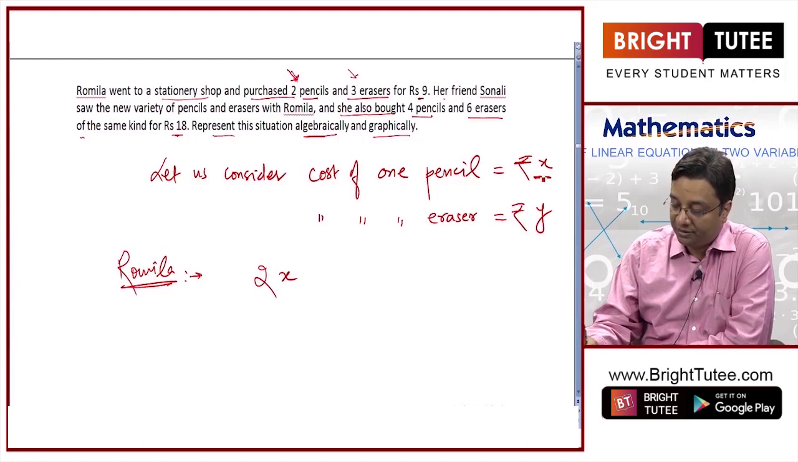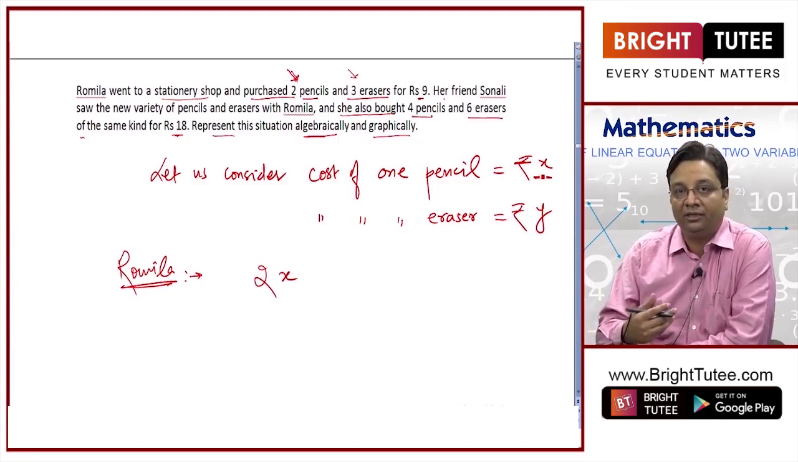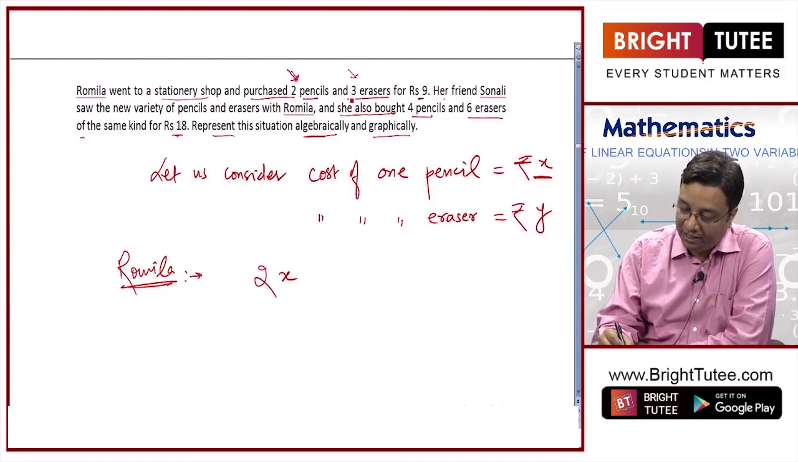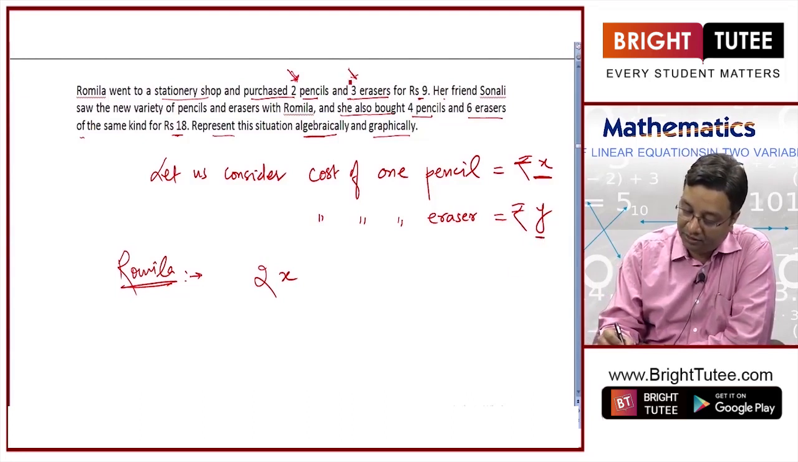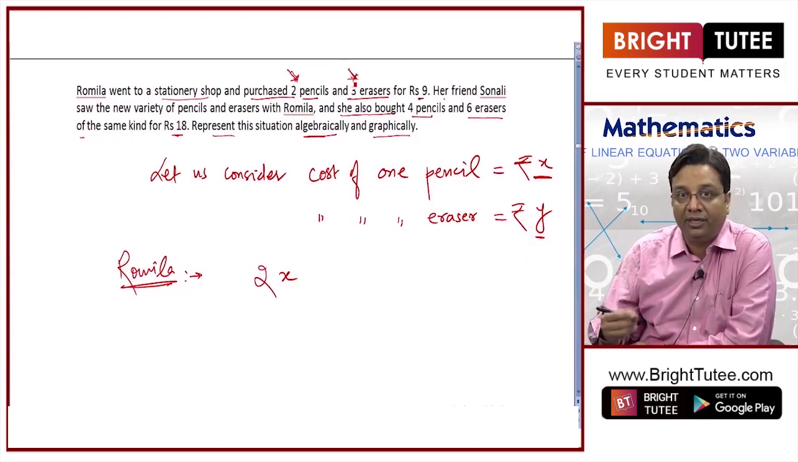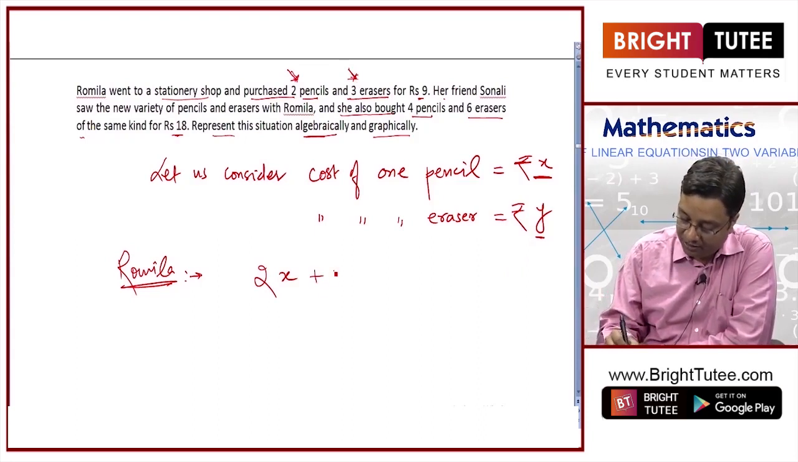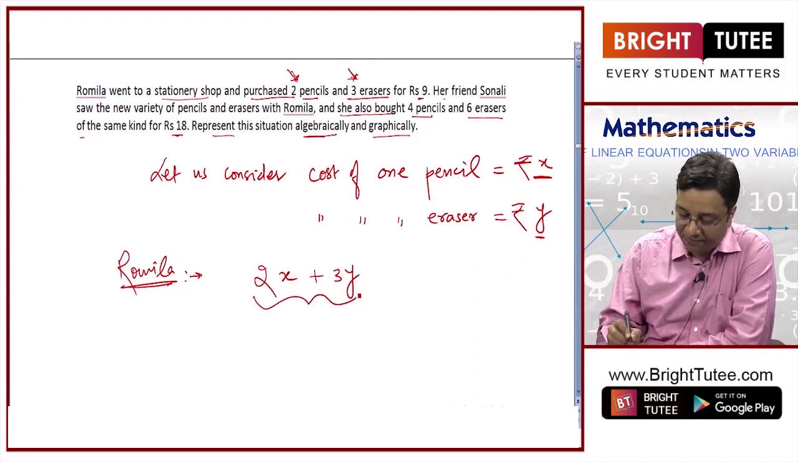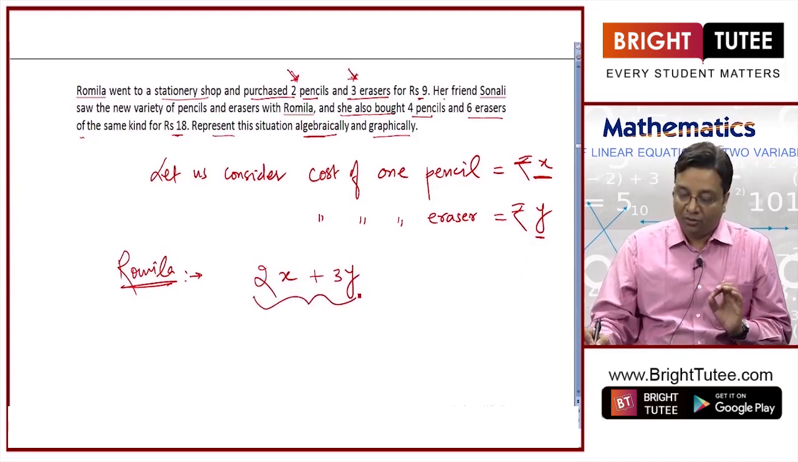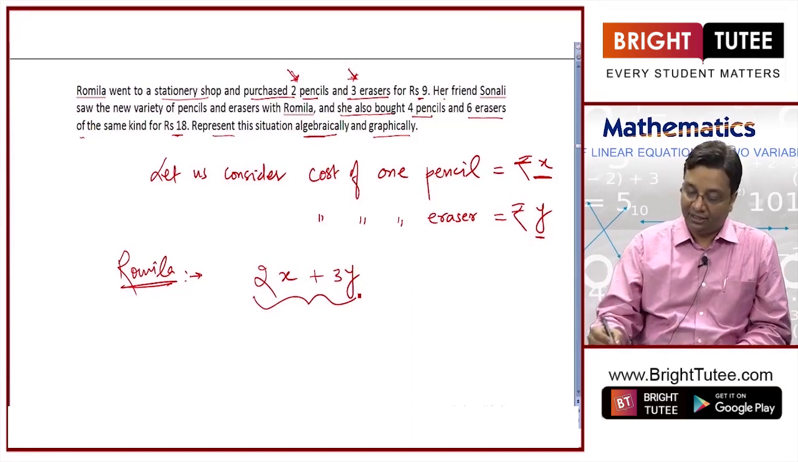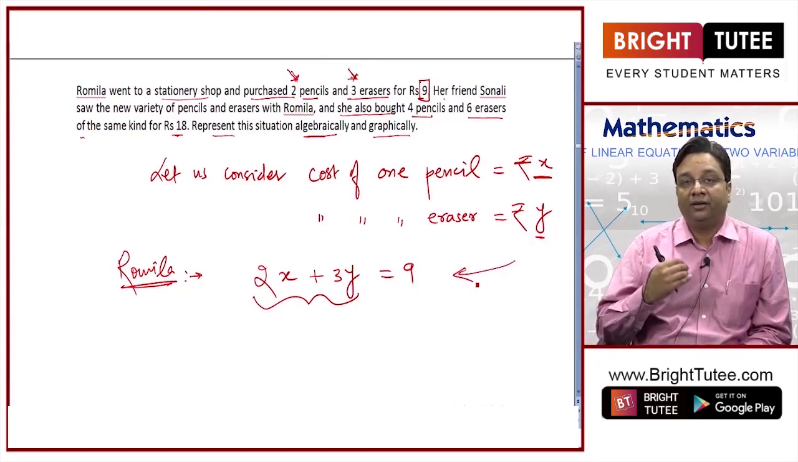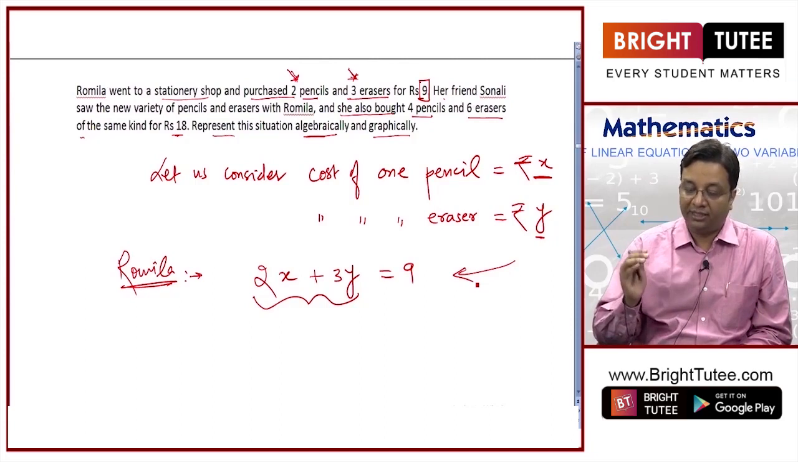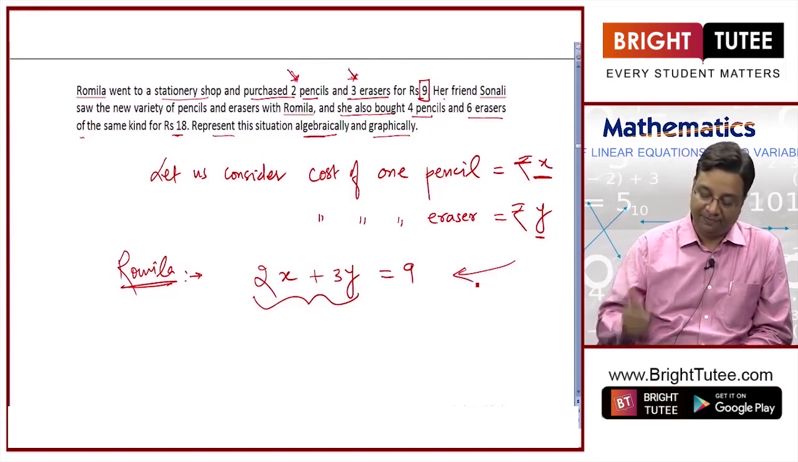For one pencil you need to spend x rupees. For 2 pencils you will have to spend 2x rupees. For one eraser you have to spend y rupees, and for 3 erasers you will have to spend 3y rupees. So plus 3y. This is the total amount that Romila spent on buying 2 pencils and 3 erasers, and it is given as equal to 9. So this is the algebraic representation for the purchase of 2 pencils and 3 erasers by Romila.